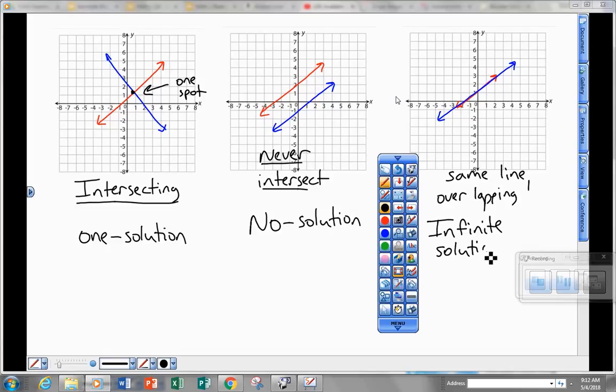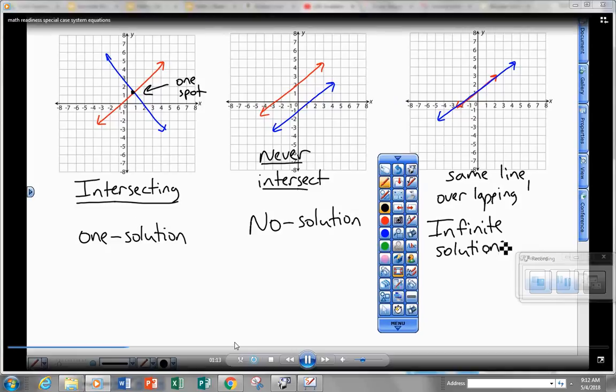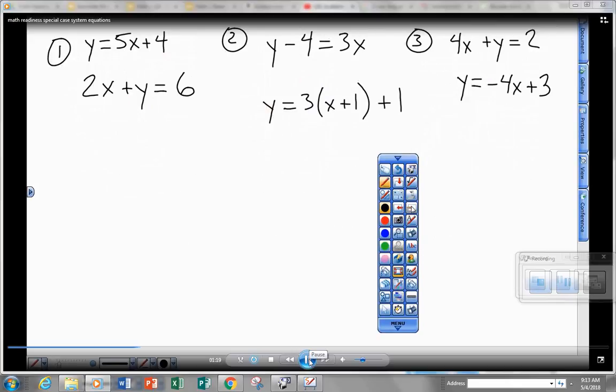So again, know that look. If they intersect in one place, one solution. If they intersect in no places, parallel lines, no solution. If they intersect all the way, many solutions. So know those looks. One place, one solution. Parallel lines, no solution. Overlapping lines, infinite solutions. So know that just by looking at the graphs.